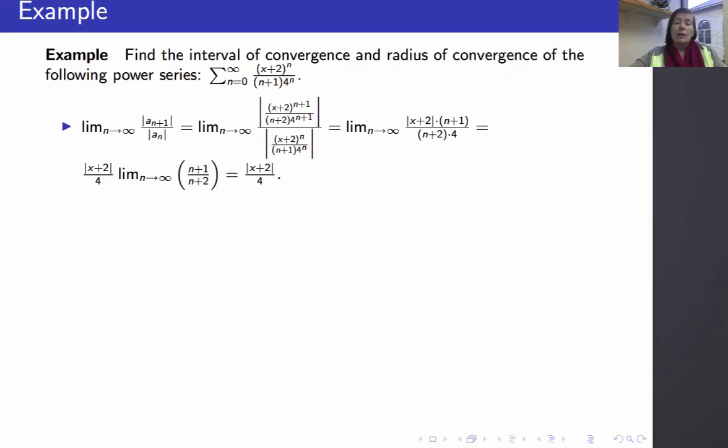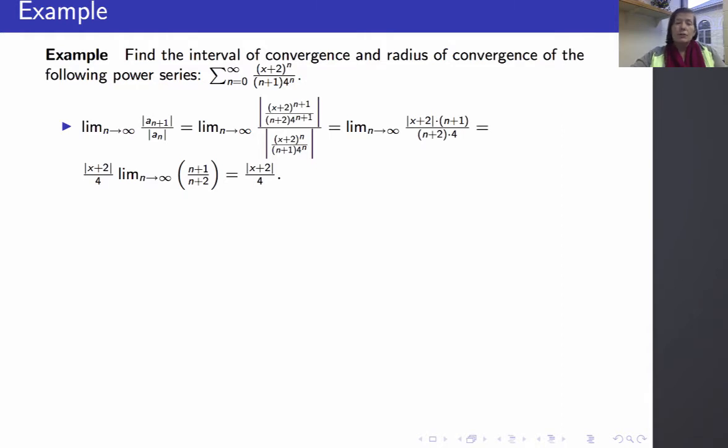The absolute value of x plus 2 doesn't change as n changes, so we can pull this out of the calculation, and we can also pull out the 4. This is the absolute value of x plus 2 over 4 times the limit as n goes to infinity of (n plus 1) over (n plus 2). This is equal to the absolute value of x plus 2 over 4.